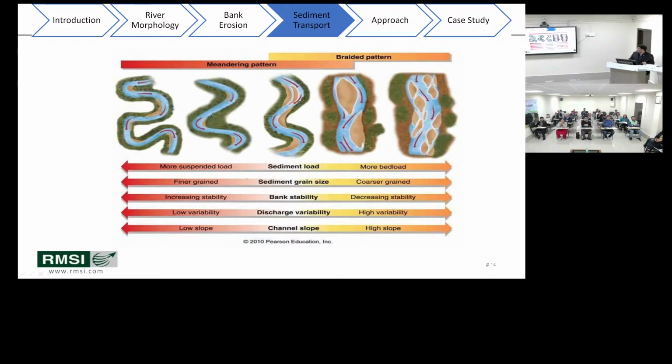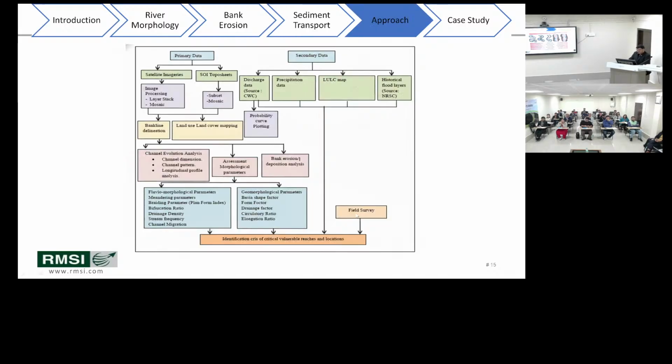And coming to the meandering pattern, finer grain particles will be more. Bank stability here will be decreasing and here it will be increasing. Discharge variability is higher in the braided pattern and lower in the meandering pattern. And channel slope, in the braided pattern, the slope will be more as compared to the meandering pattern.